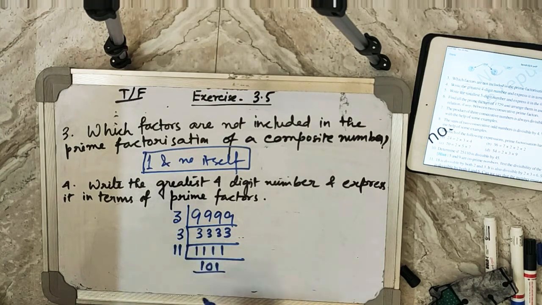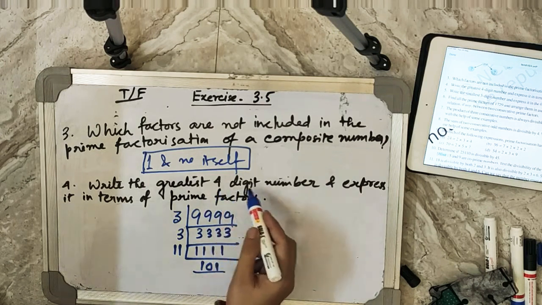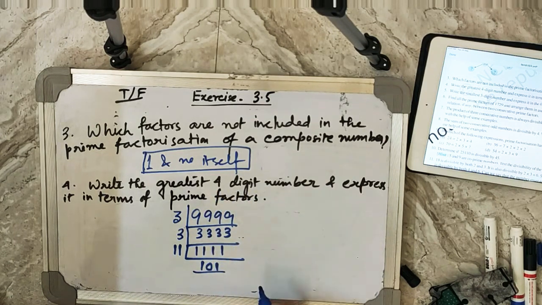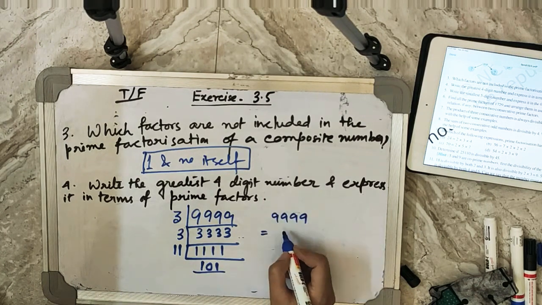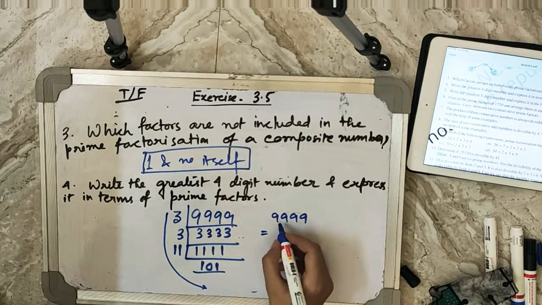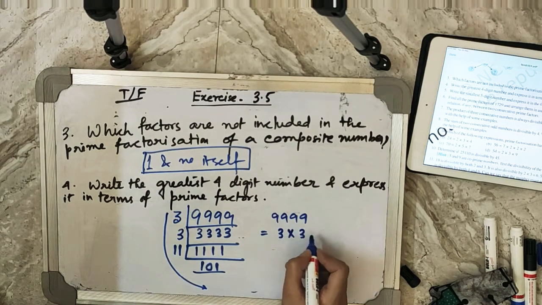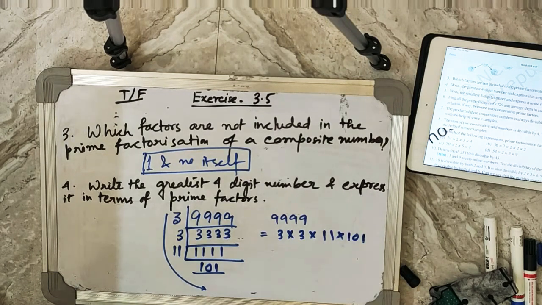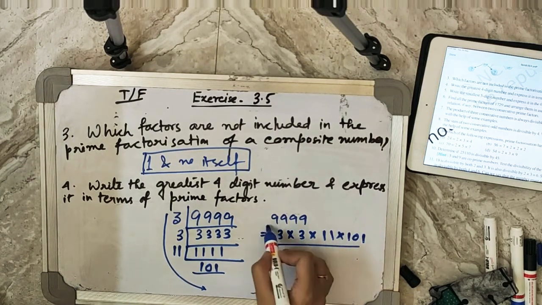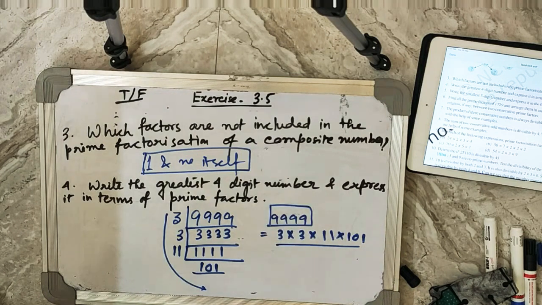So this is the prime factorization of the greatest 4-digit number 9999. So it can be written in this way. All these factors means 3 into 3 into 11 into 101. Okay, so this will be the representation of the greatest 4-digit number. Okay, and these are all the prime factors of this number. So let's proceed.